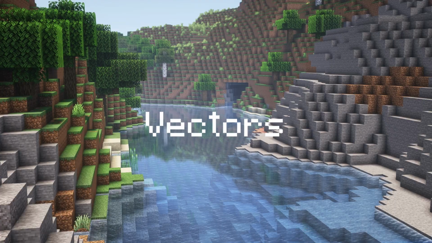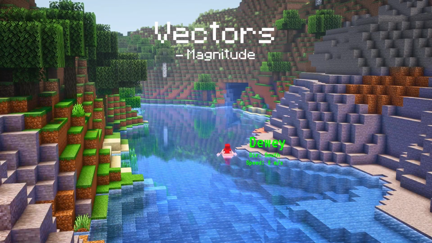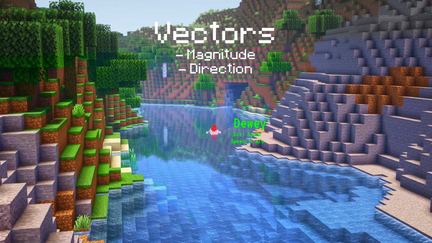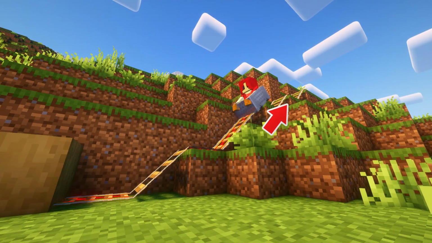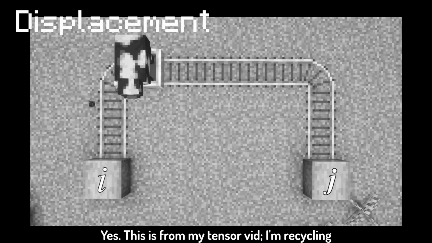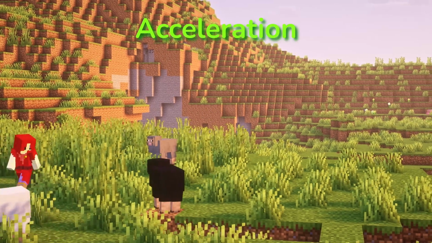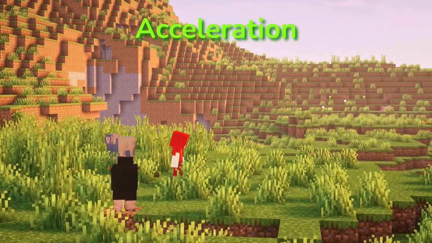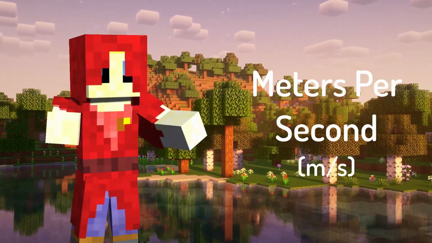And then we have vectors, which specify a quantity, which I'll refer to as magnitude going forward, and in what direction that quantity is going. Examples of these include velocity, being just speed with direction, displacement, which is considered how far an object has moved in a specific time frame. This doesn't account for how much the object traveled to get there, and acceleration, which measures how much an object is changing velocity. This, oddly enough, is measured in meters per second squared.